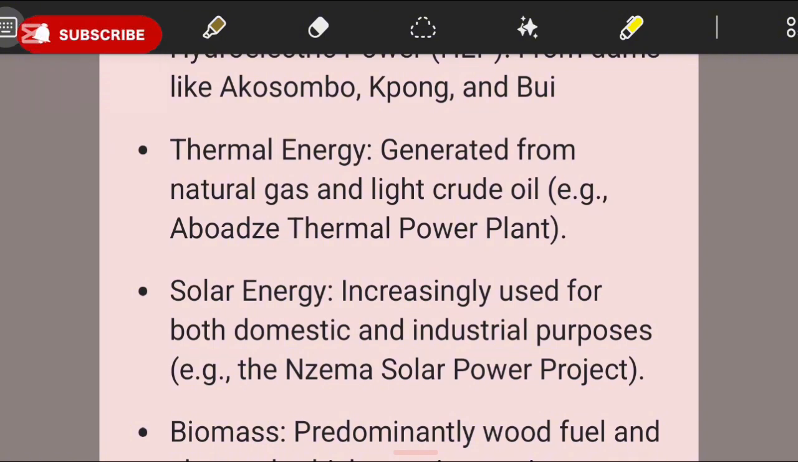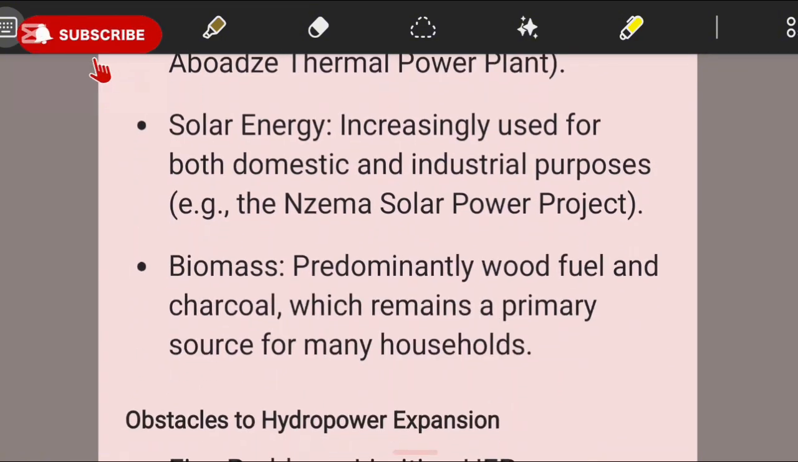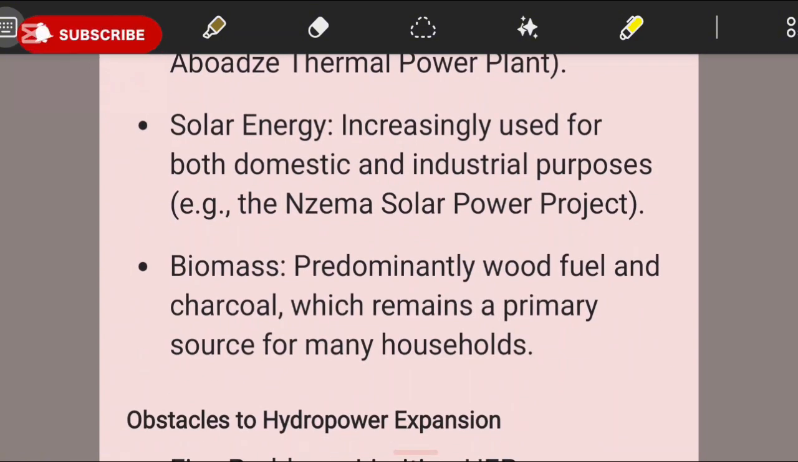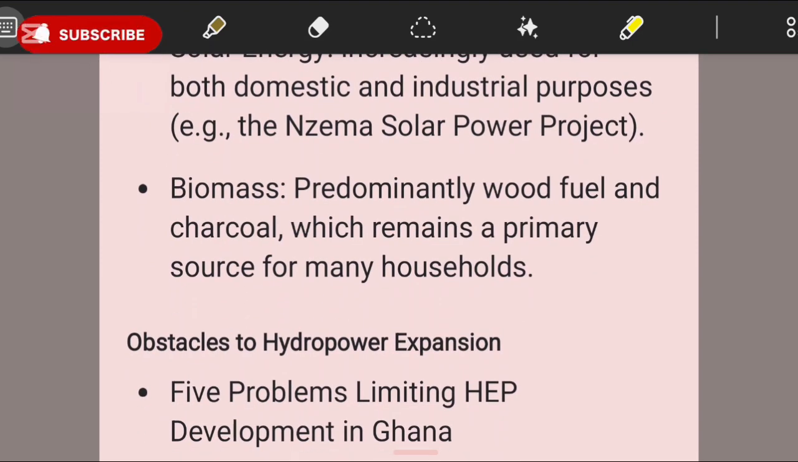Solar energy is the energy from the sun. It is now becoming very common in our households. People are doing it, and they are not depending on the hydro or the national energy again. That is solar. And we have the biomass. Biomass is a form of energy that we generate from wood. So we can talk of the charcoal, we can talk of the wood fuel. That is the biomass. So that is it for the second question too.